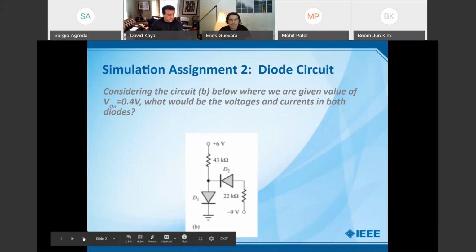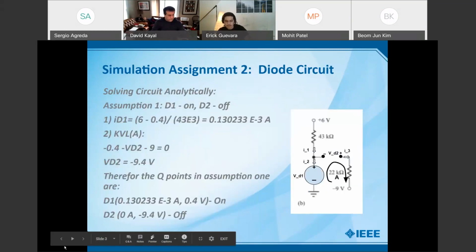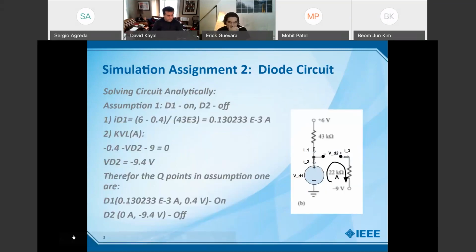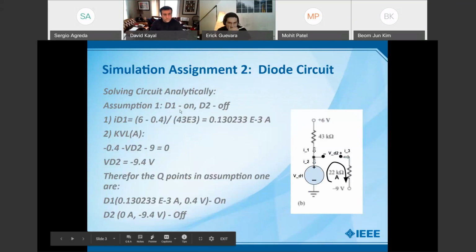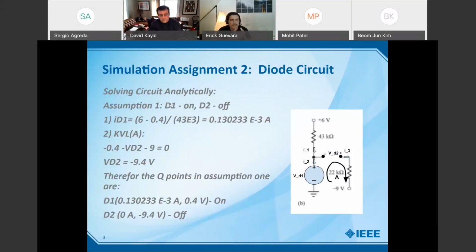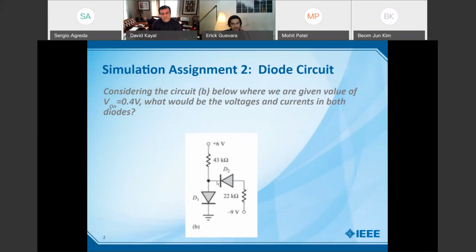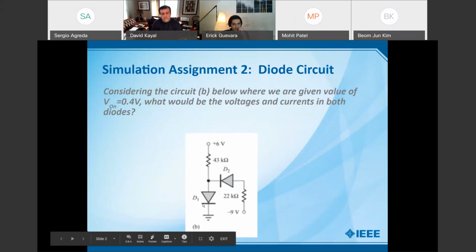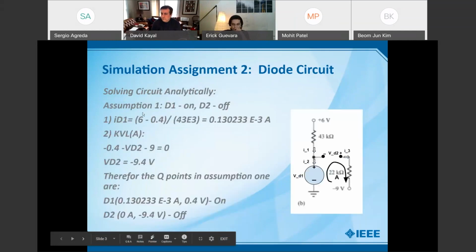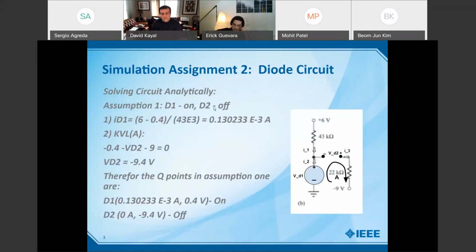So to continue solving analytically, we first take an assumption and choose the diode states to either be on or off. Looking back at the previous figure, we see that diode 2 is in this configuration and diode 1 is here, on the cathode. When there's current, we take an assumption that diode 1 is on and diode 2 is off.